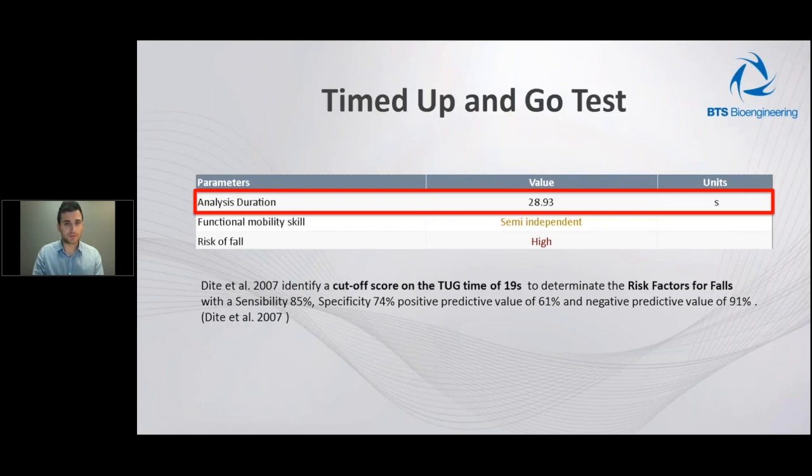The analysis duration obtained is 28.93. So, according to this author, Detal, who identified a cutoff score for these pathologies at 19 seconds, this patient is at risk. And the software automatically provides you this information when you select the pathologies. Again, the functional mobility of the patient is semi-independent, but now let's try to characterize the patient situation in a more detailed way by looking at the Timed Up and Go sub-phases.